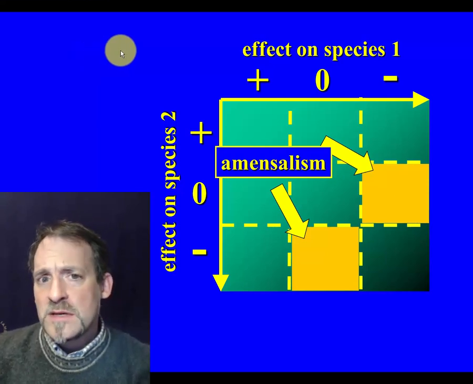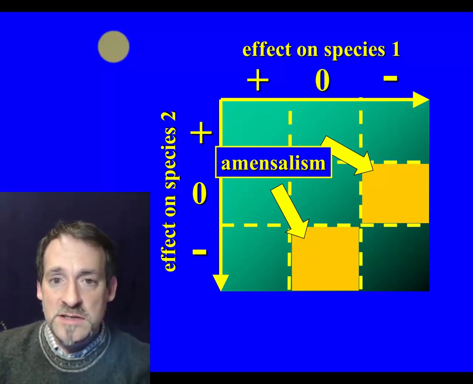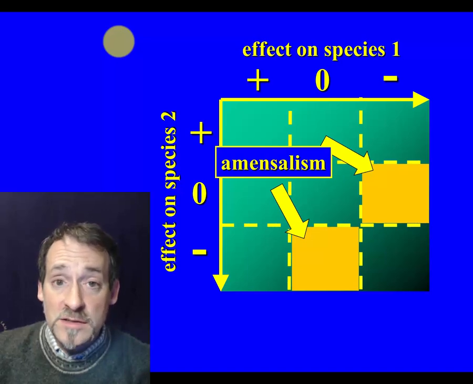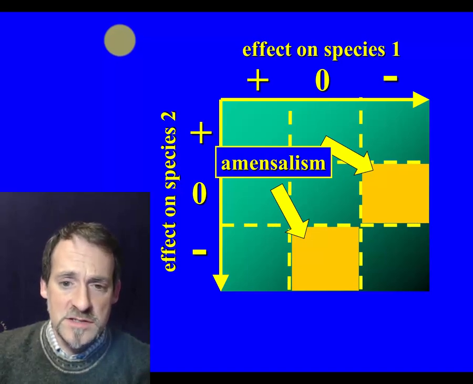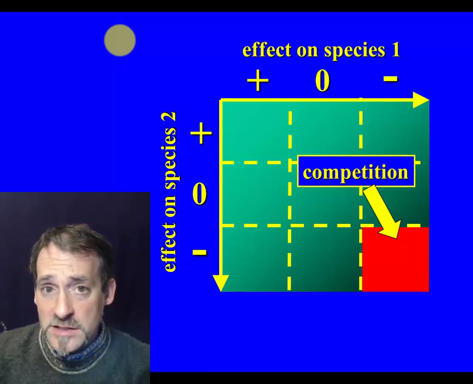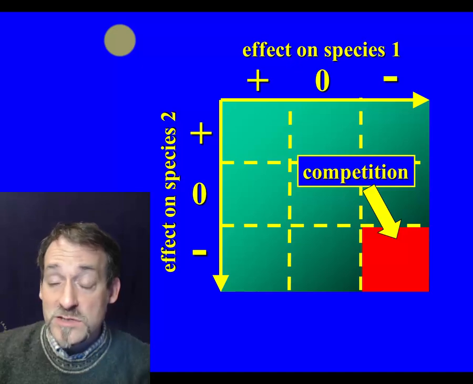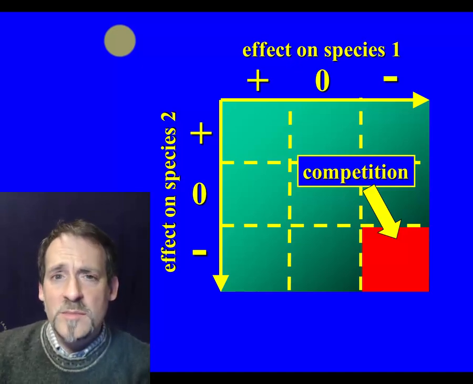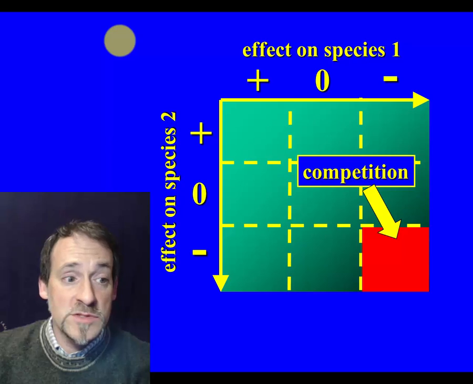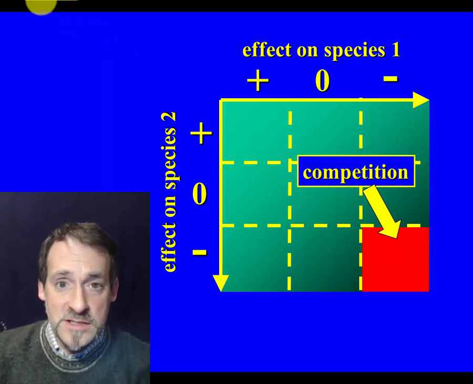Amensalism is unusual. That's where you have an interaction that is harmful for one of the species and the other one doesn't really care that it's there at all. But by far the most common interaction that you see among species is competition. In fact, for a very long time in the history of ecology, the study of interactions among species was the study of competition, because ecologists used to think that it was really the only interesting thing happening when you're looking at the interactions among species.